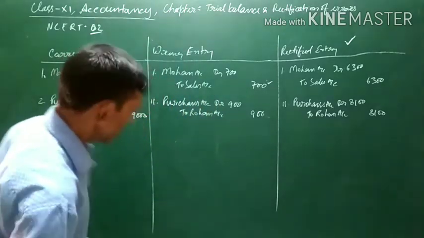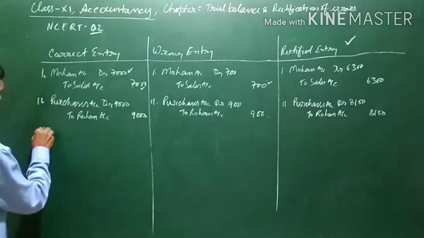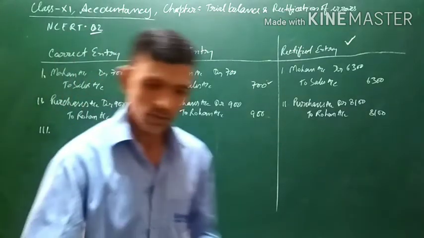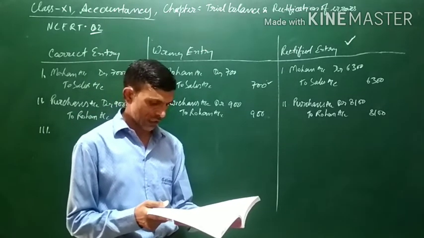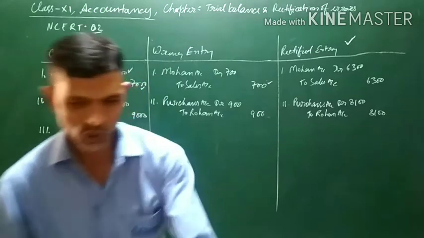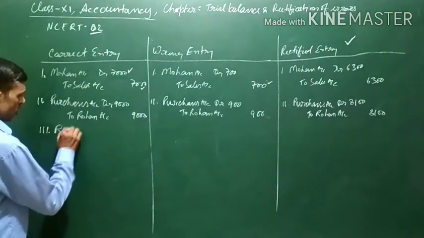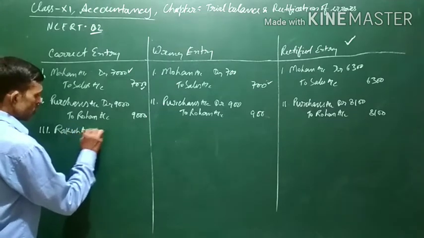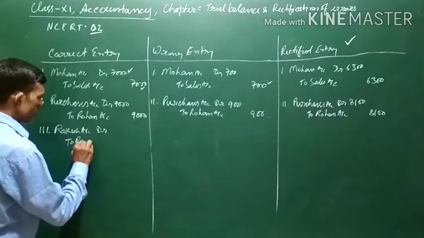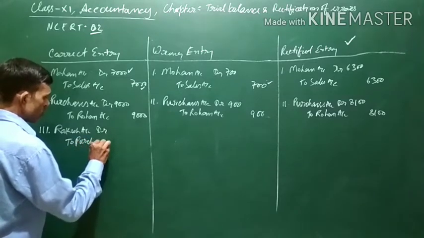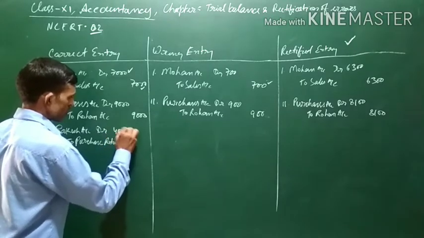Now let us come to the third one, the third entry. Goods returned to Rakesh, 4,000, were recorded as 400. Goods returned to Rakesh. Now Rakesh's goods have been returned. Entry will be Rakesh account debit to purchase return, 4,000.